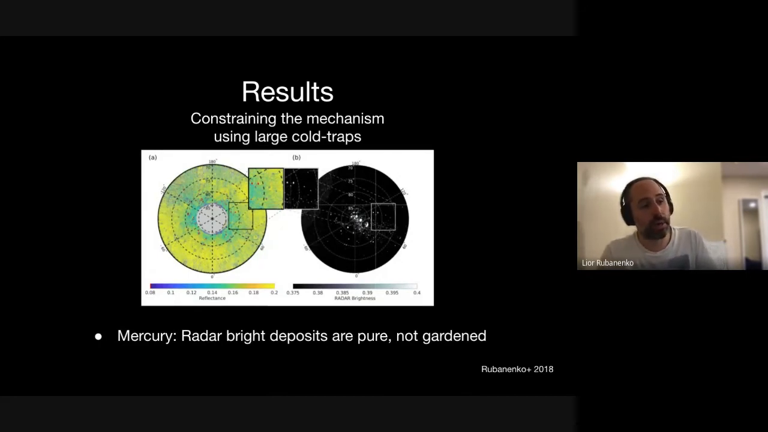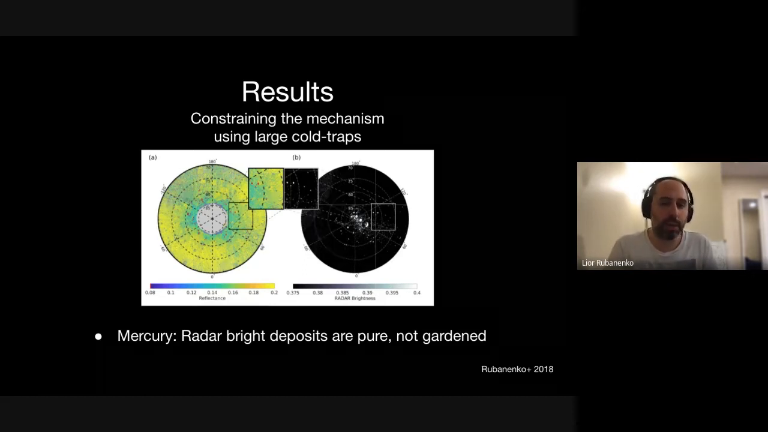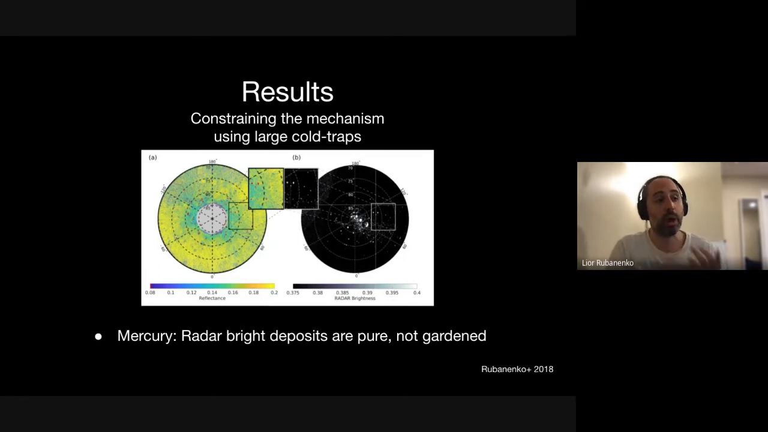Now, from radar deposits, we can use, again, the large and the small cold traps to maybe say something about the mechanism. The radar deposits tell us that the ice deposits are pure, not mixed in with the regolith. So probably the rate of gardening is not of the same rate as the accumulation.